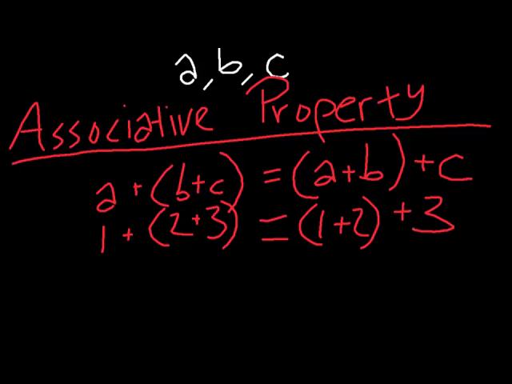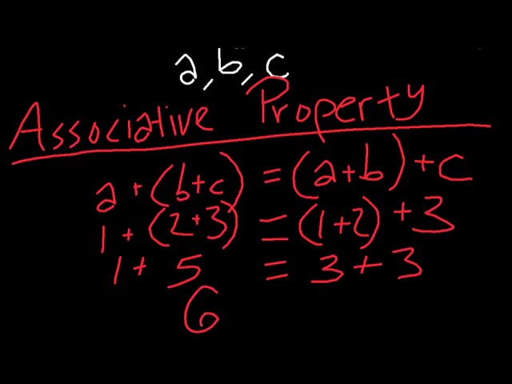Okay, so we'll do the parentheses first, because of the order of operations. Inside is going to equal 5 plus 1. And inside of here, 1 plus 2 is going to equal 3 plus 3. And 1 plus 5 equals 6. 3 plus 3 equals 6. Alright, so this is the first part of the associative property, the addition part.